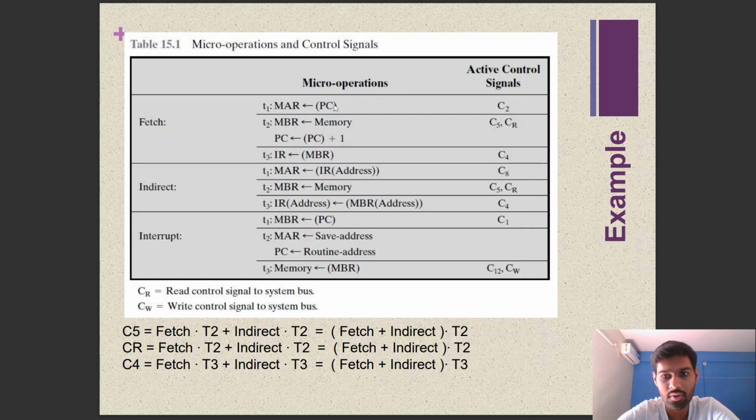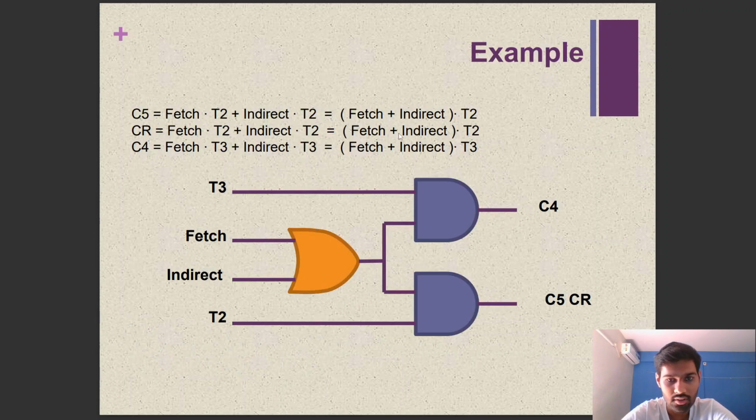In fetch, program counter to MAR, activate control C2, and for T2, memory to MBR and program counter increment. This will generate for indirect and interrupt, and so on. This is the example.